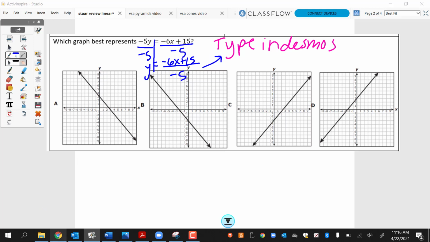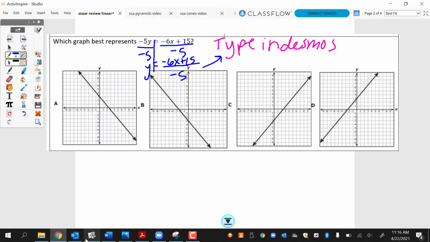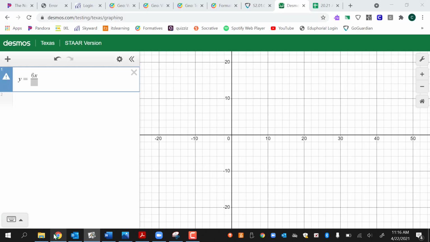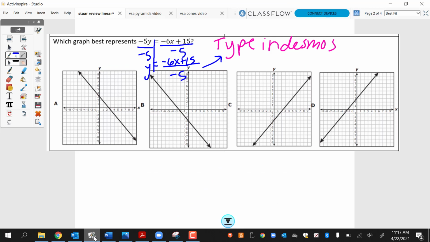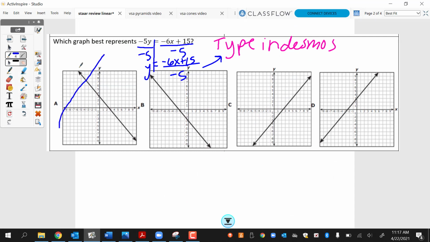So let's go to Desmos. We're putting y equals, and I put the big fraction. Negative 6x plus 15 on top, and I put negative 5 on the bottom. There's my graph. So I know it's going up. I'm going to cross off the ones that aren't going up.